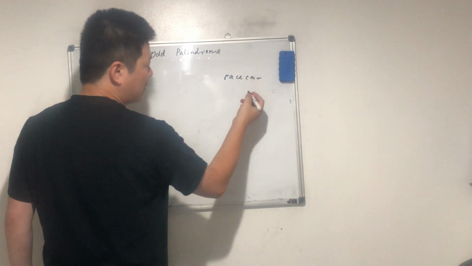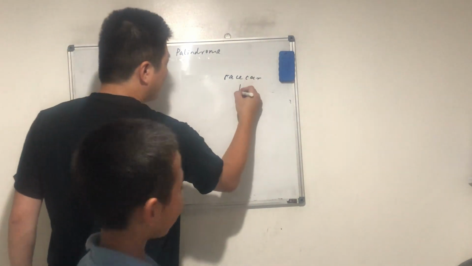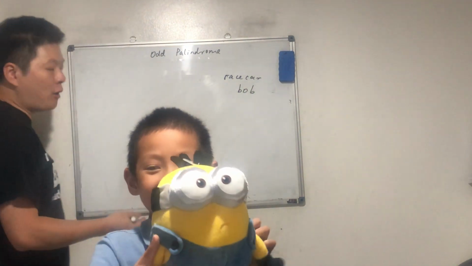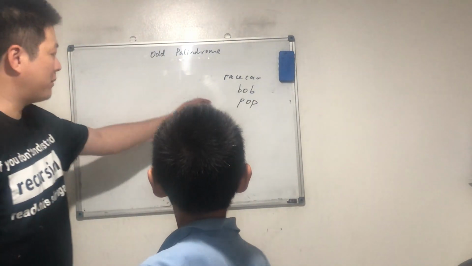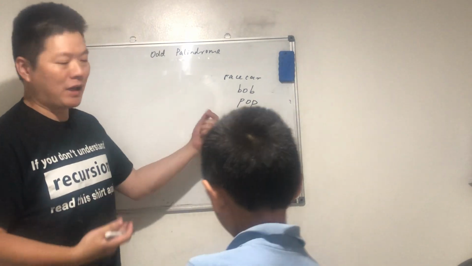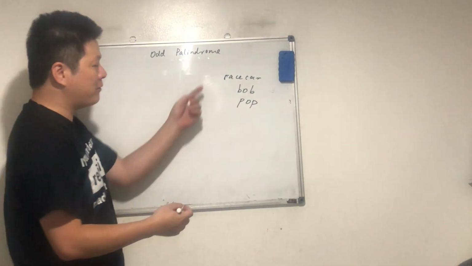Bob. B-O-B, yeah. Or pop, yeah. So reverse it. How do we check it, by the way? We can reverse it and check if it's the same. We reverse it, it's the same.